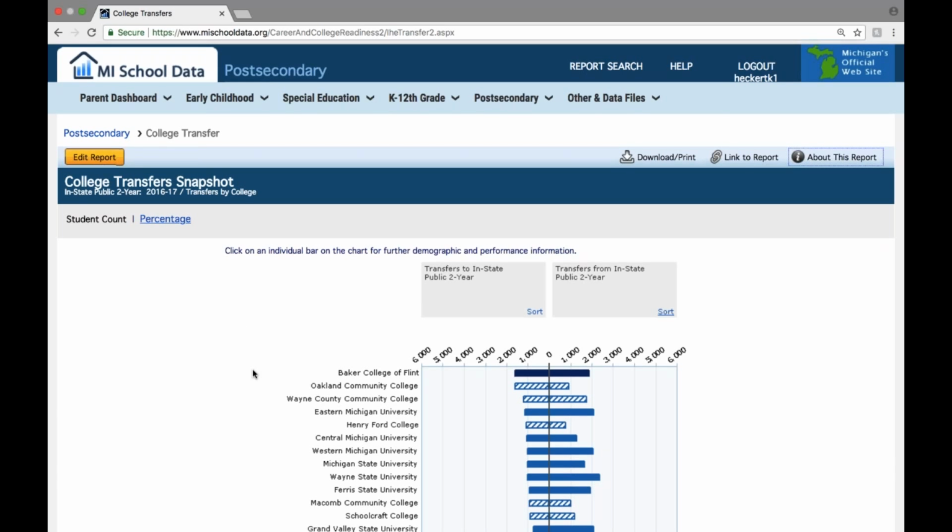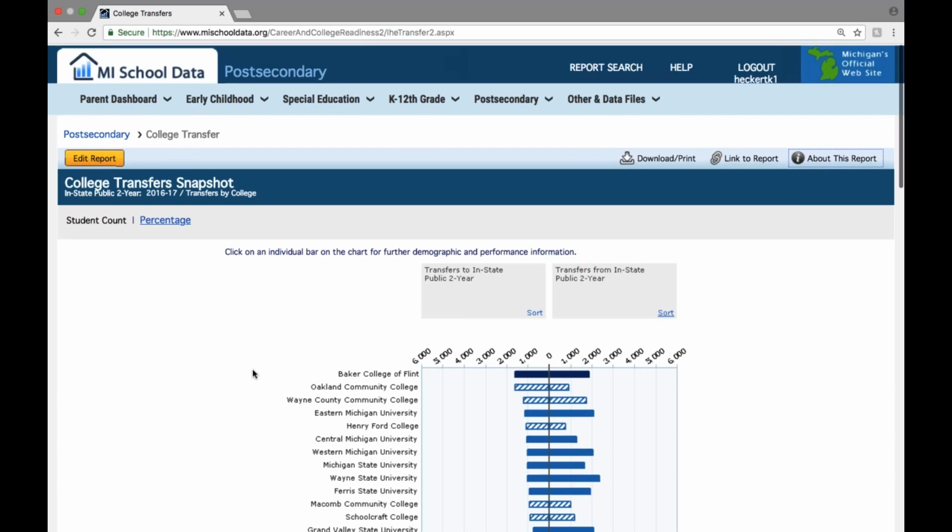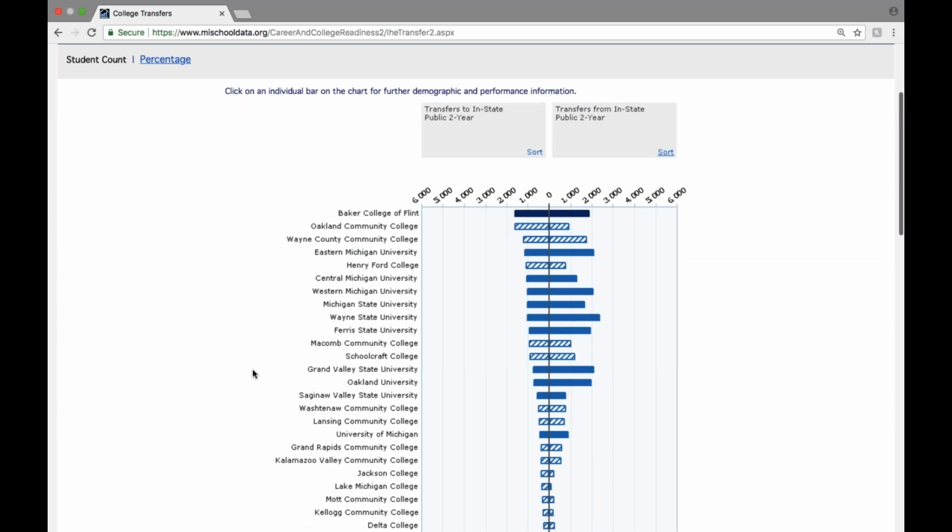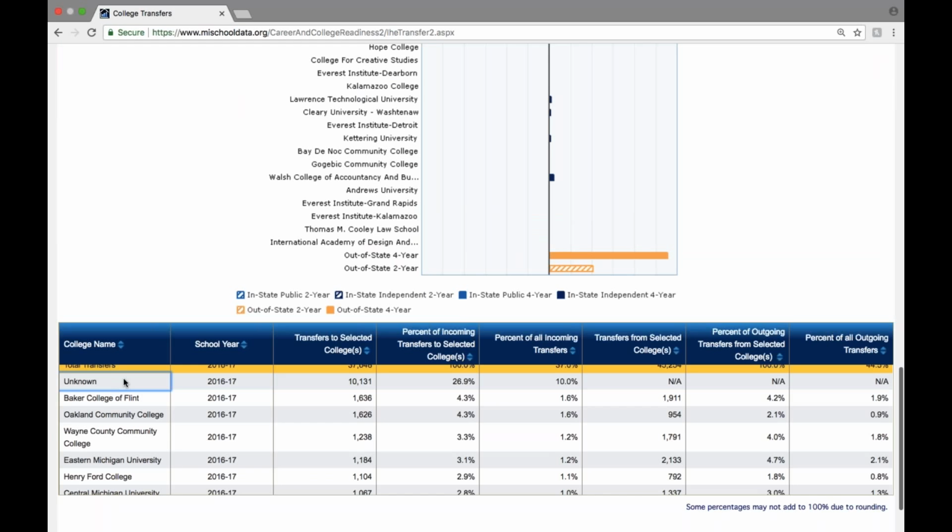If we can't find who you told us was a transfer, we have a location in the data table called unknown, and those are just the students that we couldn't find. That's not to say that CEPI is all-knowing, but what it could mean is that these students are going to trade schools, or out-of-state colleges that do not participate with the National Student Clearinghouse.